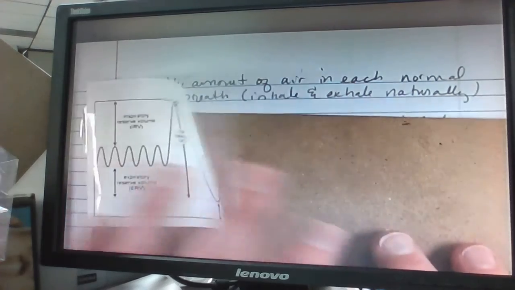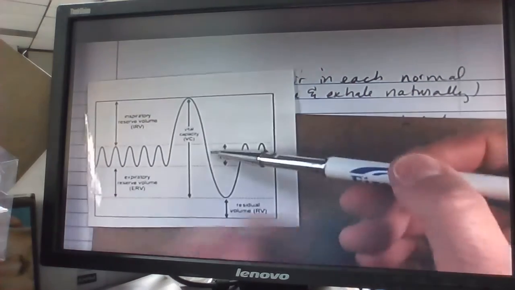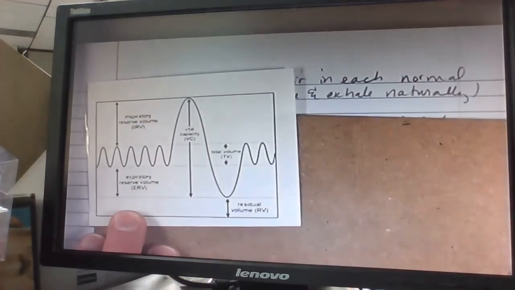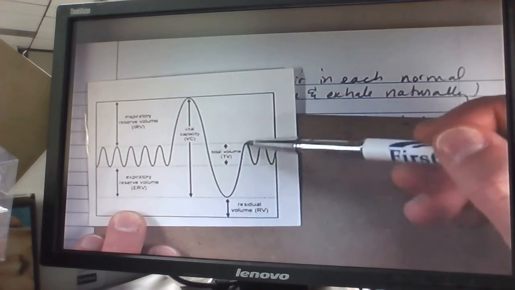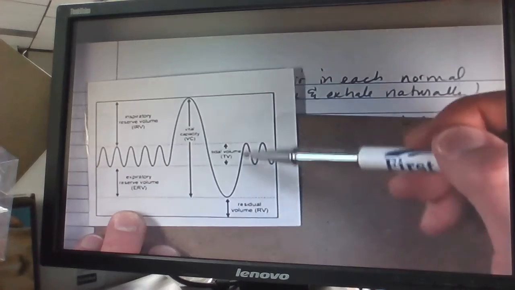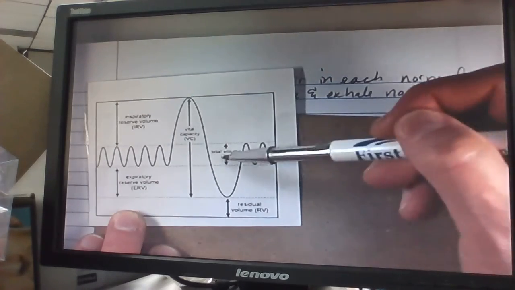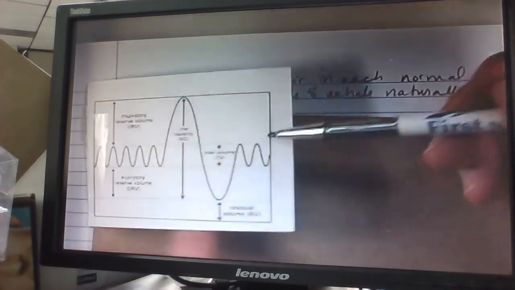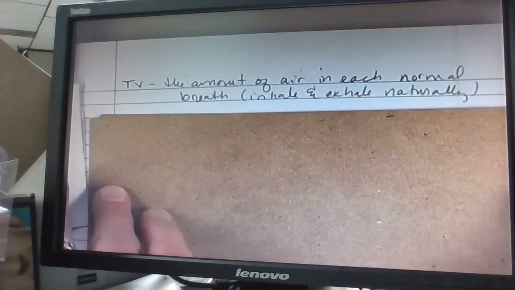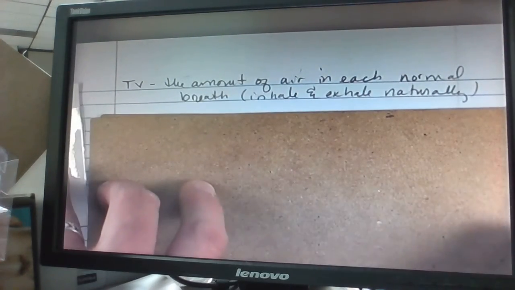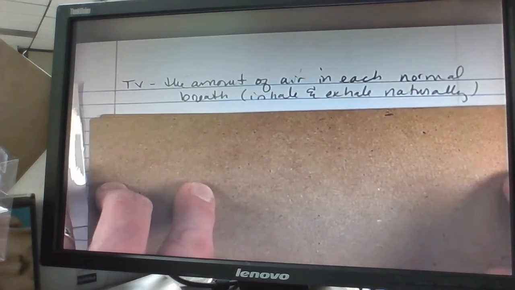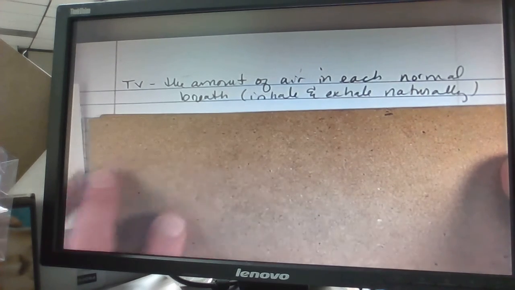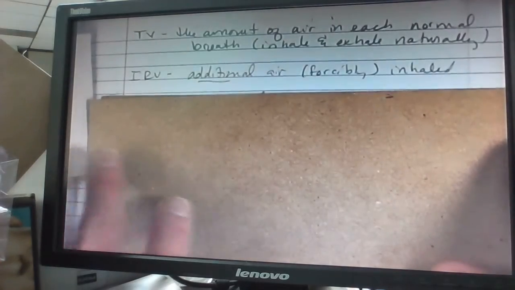But the TV value, TV on here, it's showing you from this point to this point. So these are our normal breaths. This is what you're inhaling and exhaling in a normal breath. So TV is from this point to this point. TV is the amount of air in each normal breath. You're inhaling and exhaling naturally. You're not trying to force anything. And like I said, I'm going through this quickly, so if you need it, then all you got to do is email me and let me know.